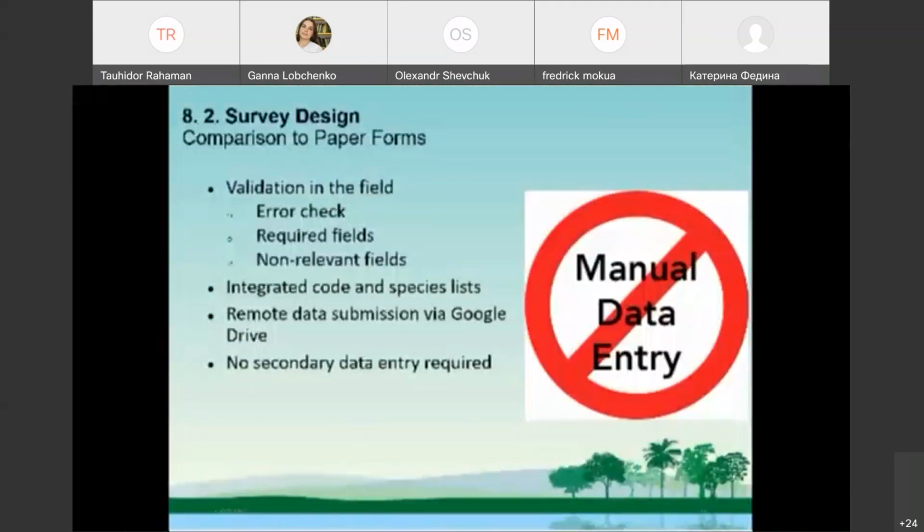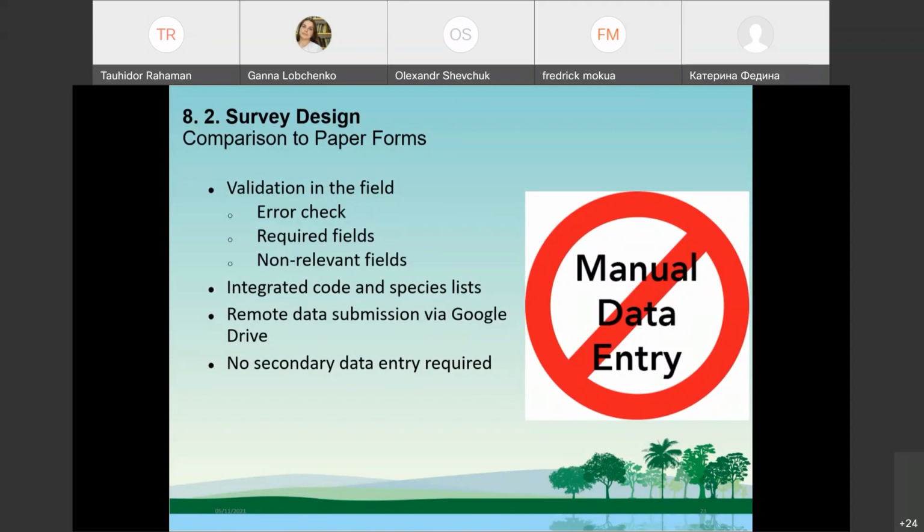So, comparison to paper form. Why did we move to the CAP or digital platform instead of the paper platform? Because of validation in the field. In this digital platform, we have the opportunity to error check, and we can make some fields mandatory, so no one can skip them. They have to fulfill that information in the field itself. Otherwise, it will not go further.